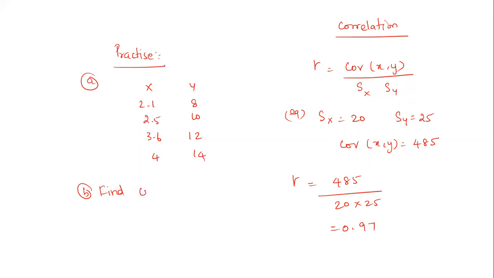So let's take a practice problem. Find the correlation, given Sx is equal to 7 and Sy is equal to 3.6 and covariance of A comma B equal to 5. So calculate the correlation.